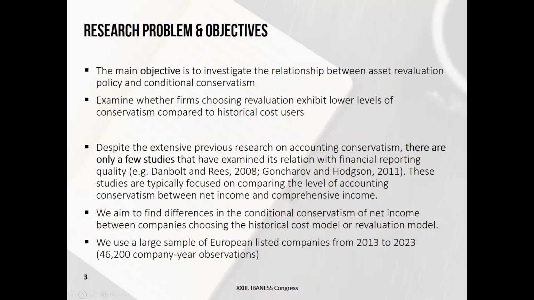So our main objective is to investigate how asset evaluation policy choices relate to conditional conservatism. Previous studies mainly compared net income and comprehensive income. However, our study uniquely compares conditional conservatism in net income between firms using historical cost versus revaluation models. We analyze a large dataset of 46,200 observations from European listed companies over the period from 2013 to 2023.